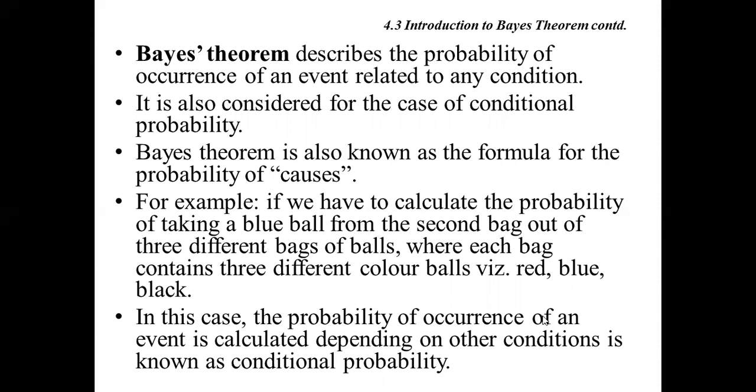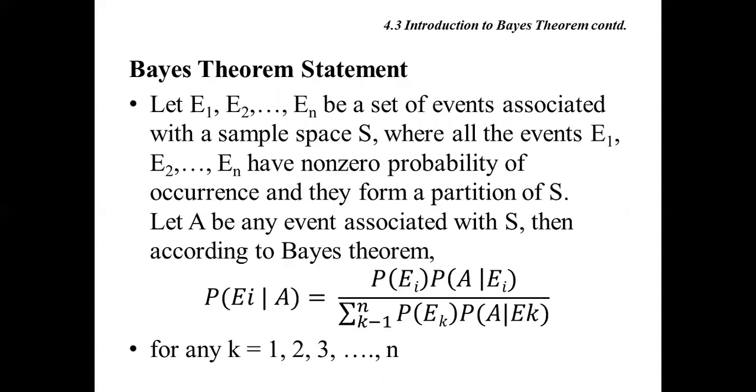known as conditional probability. This is the official statement of Bayes' theorem. Let E1, E2 up to En be a set of events associated with the sample space S, where all the events E1, E2 up to En have non-zero probability of occurrence. They form a partition of S. Sample space means whatever my red, blue and black balls are.